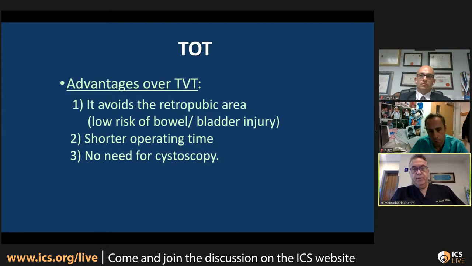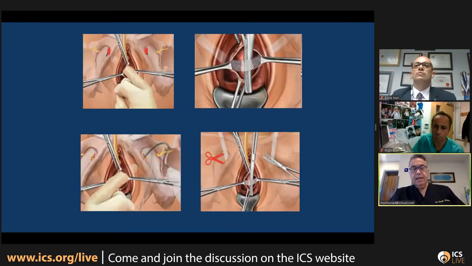What are the advantages of TOT over TVT? It avoids the retropubic area with lower risk of bowel or bladder injury, shorter operating time, of course, and sometimes no need for cystoscopy, especially if you are performing the outside-in technique. These are the steps of the outside-in technique. You make the incision, then you dissect towards the pubic rami, and with your finger you touch the bone and you feel it very well, and then you introduce your needle very adjacent to the bony edge, and then you fix the tapes, take the tapes out bilaterally, and you have very minimal tension on the urethra, and then you cut the rest of the tapes, and that's it.